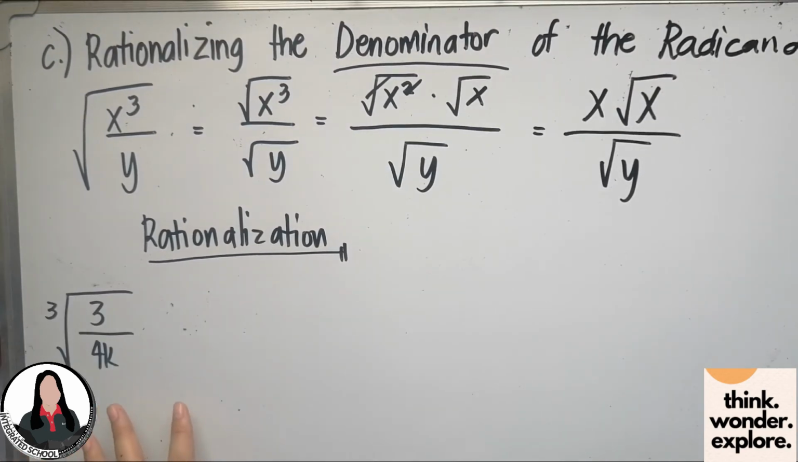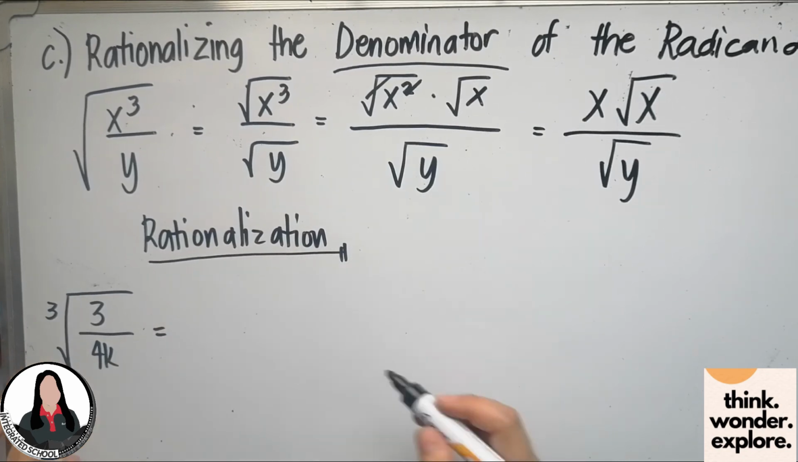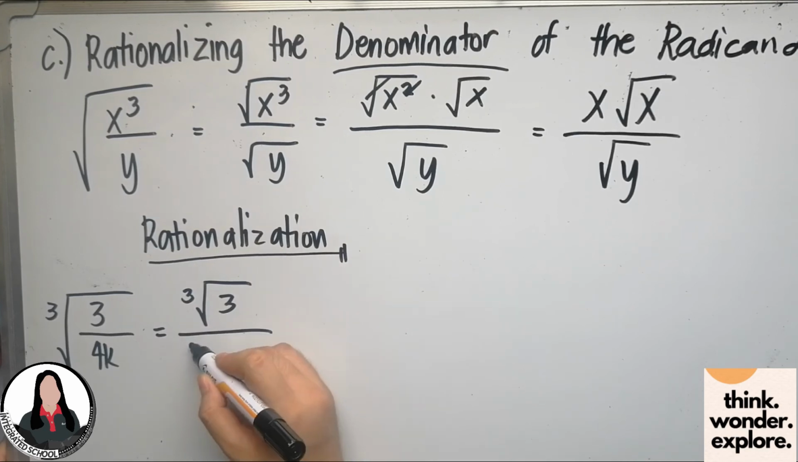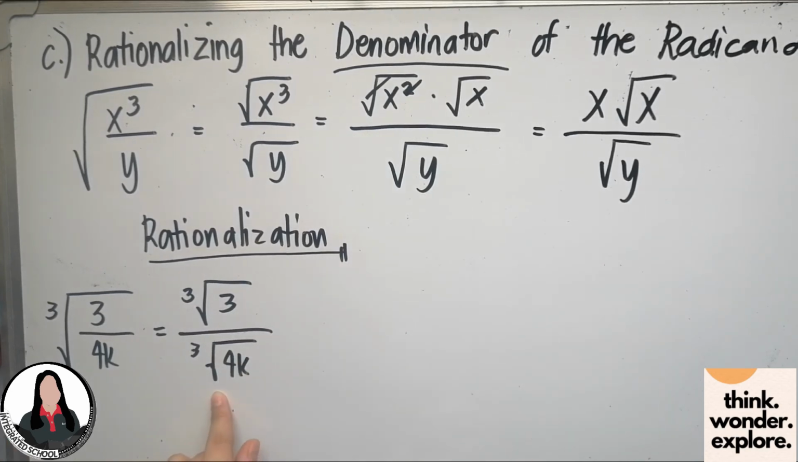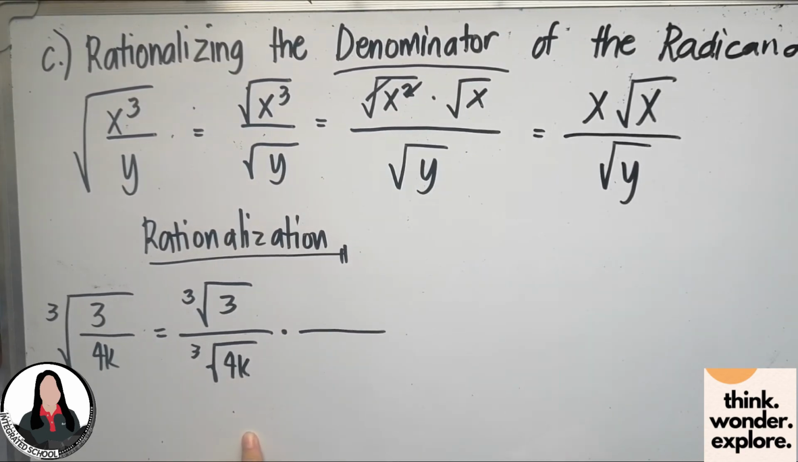Another example under rationalization is the cube root of 3 over 4k. Okay, so ano kaibahan niya kanina? Ang index natin kanina is 2, ngayon ay 3 na. So, paano naman kapag ang index ay 3? Okay, so i-rewrite muna natin siya as the cube root of 3 all over the cube root of 4k. Okay, so meron tayong radical expression sa denominator. That's the time nagagamit tayo ng rationalization.